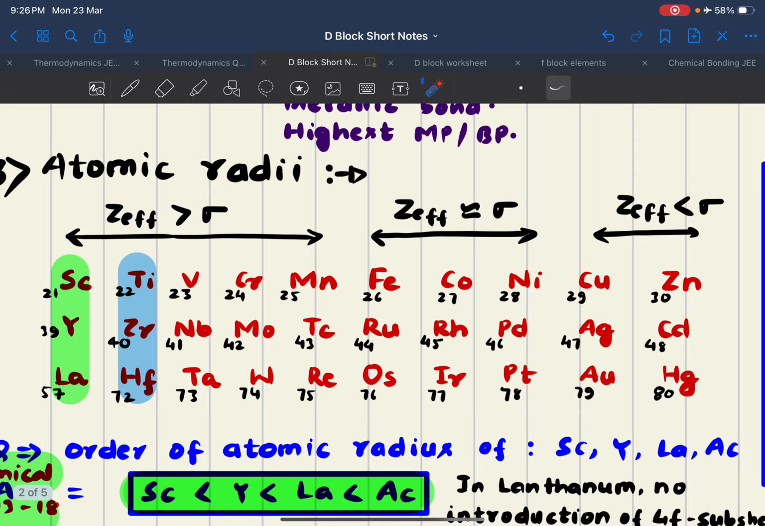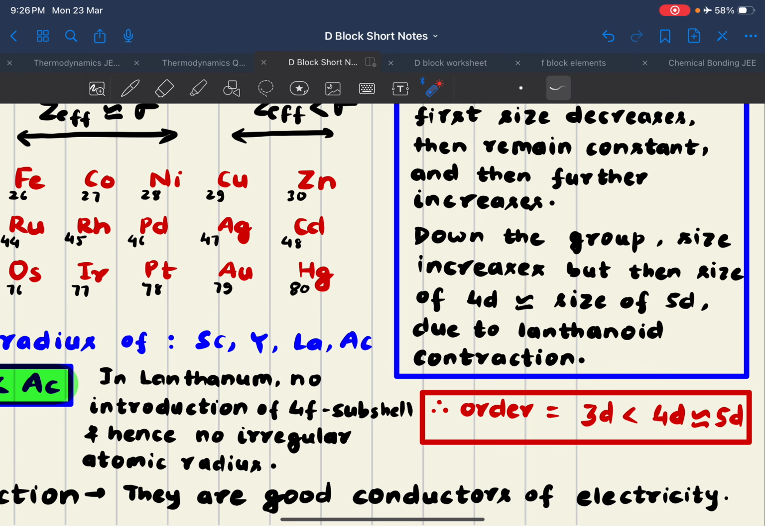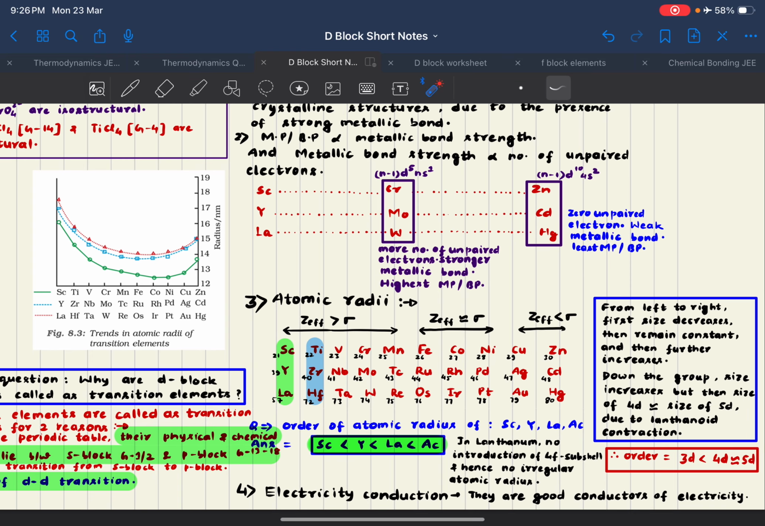Suppose if I say titanium, you will say titanium is smaller than zirconium, but zirconium and hafnium are almost equal size. Okay? These points have been written. You can go through, and this is the answer. When electricity conduction, they are good conductors of electricity.